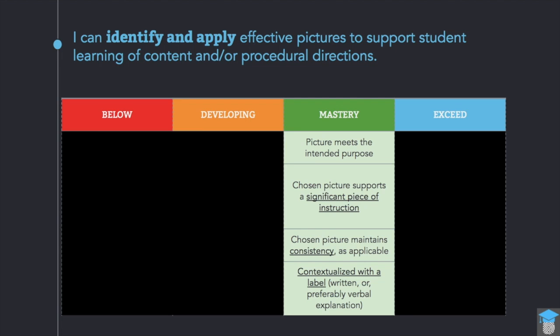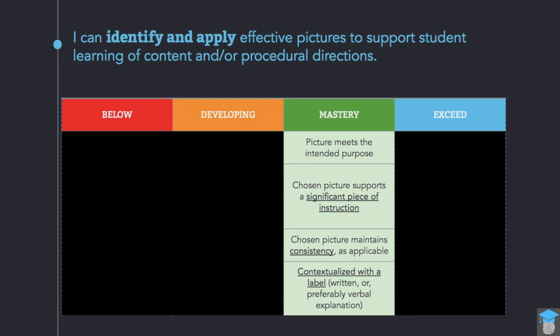A picture must meet the intended purpose. Remember, we just went through and reflected on 6 common purposes for using pictures. Of course, some are more literal, more lower level, others elicit higher level thinking. For our purpose now, as long as you have chosen a reason, the picture needs to meet that purpose. The chosen picture supports a significant piece of instruction. This will become more clear as we see some examples.